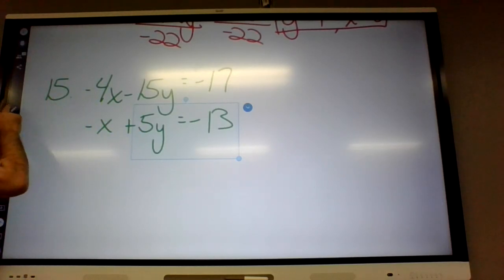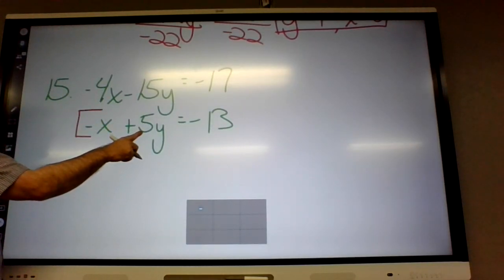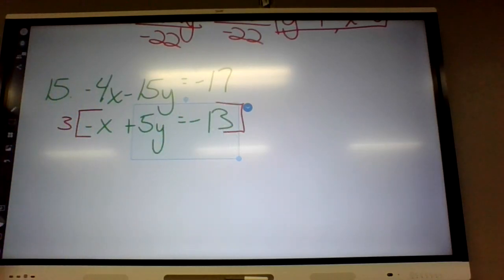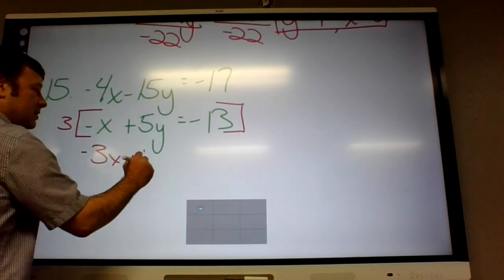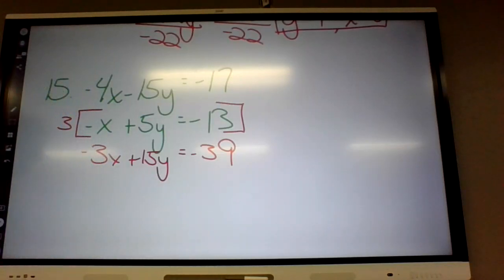You don't have to do that. You can do the x's or the y's. But it's a little bit easier to multiply by a positive than a negative. You make fewer mistakes. So I'm going to multiply the bottom line times 3. Everybody follow that? We could have done negative 4. It would have been fine. But the bottom line times 3 is that. Did I copy that right?